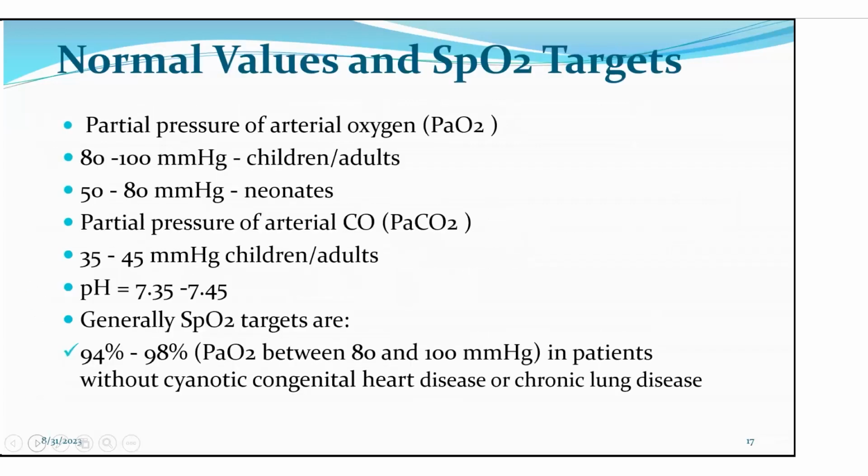Those are the main goals for oxygen delivery. When we talk about normal values and SpO2 targets, the partial pressure of arterial oxygen should be between 80 to 100 millimeters of mercury in children and adults, and 50 to 80 millimeters of mercury in neonates. Partial pressure of arterial CO2 is between 35 to 45 millimeters of mercury in children and adults, and pH between 7.35 to 7.45. Generally, the SpO2 targets are between 94% to 98%, with a partial pressure of 80 to 100 millimeters of mercury in patients without cyanotic congenital heart disease or chronic lung disease.